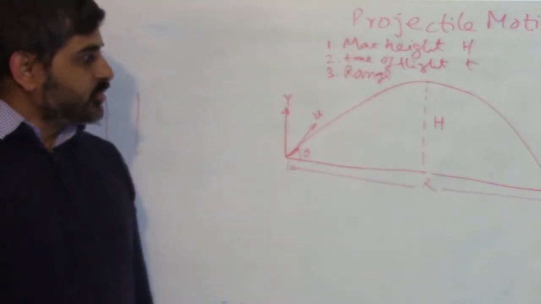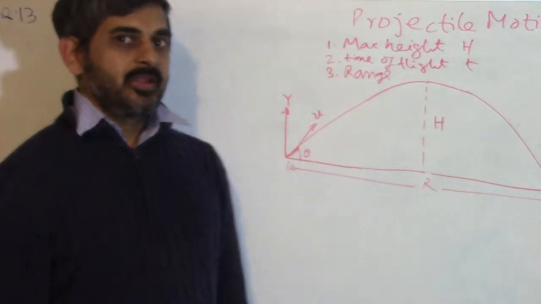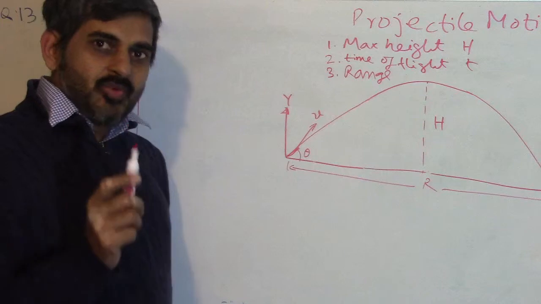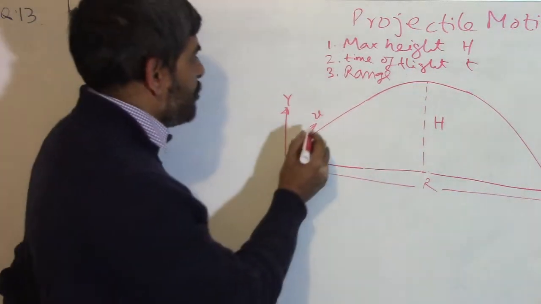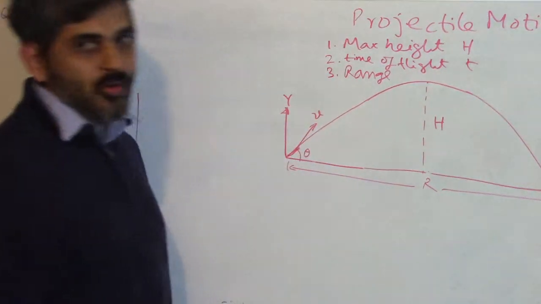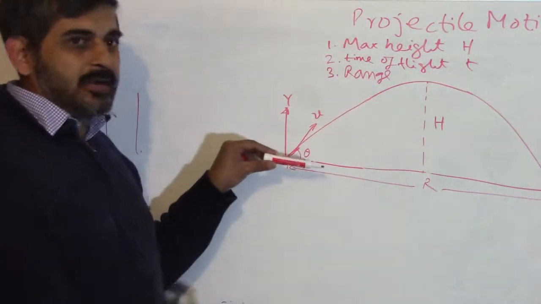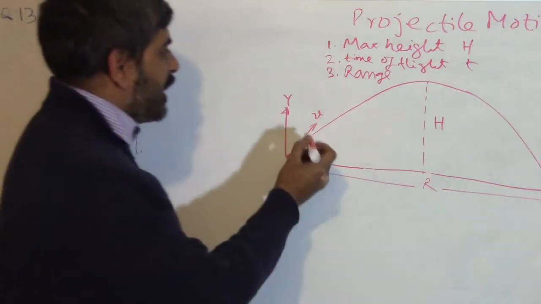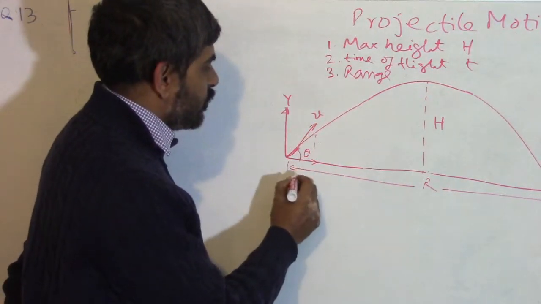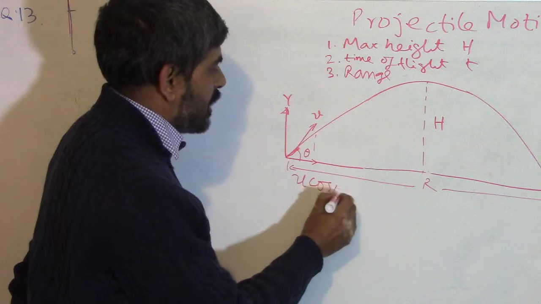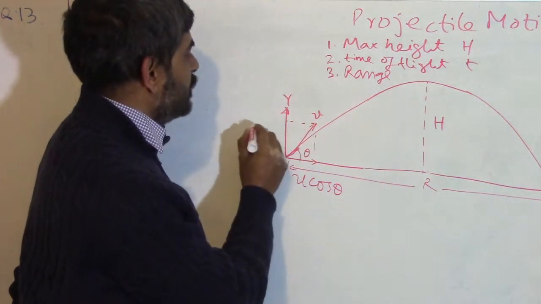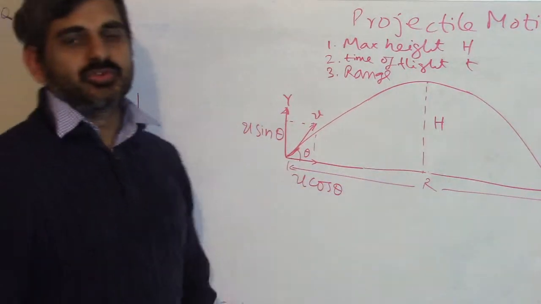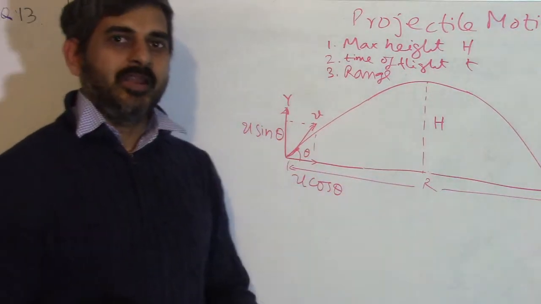Now we are going to solve it in as simple steps as possible. Here are the two basic principles you need to follow. You resolve this velocity in two parts, a horizontal part and a vertical part. The horizontal part has a component u cos theta, and the vertical part has the component u sin theta. Separate these two things and life will be easier. Divide and conquer.